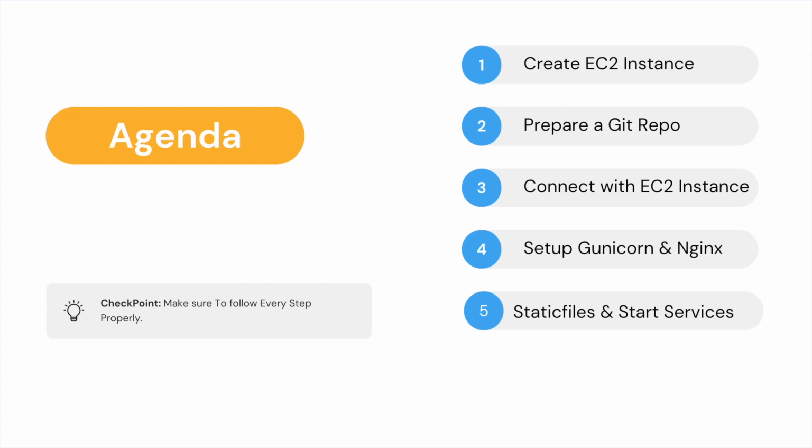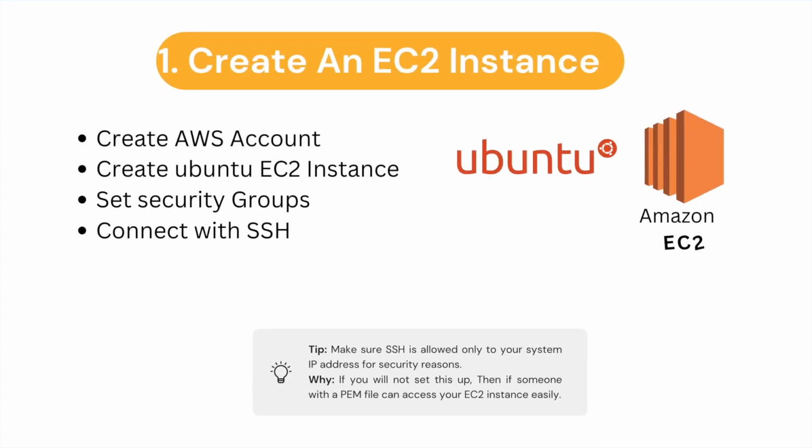Okay, so let's jump into point number one, so we can discuss how we can create an EC2 instance. If you have an AWS account, you can just go to the EC2 dashboard and create an AWS EC2 instance. If you don't have one, you can create an AWS account first. Then we will set up some security groups, and then we will connect with our instance using SSH via local terminal. Okay, so let's start with our Ubuntu EC2 instance creation.